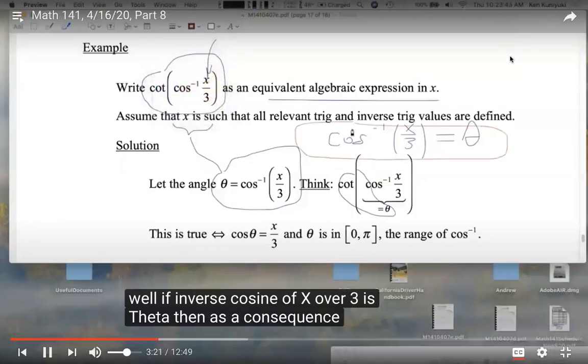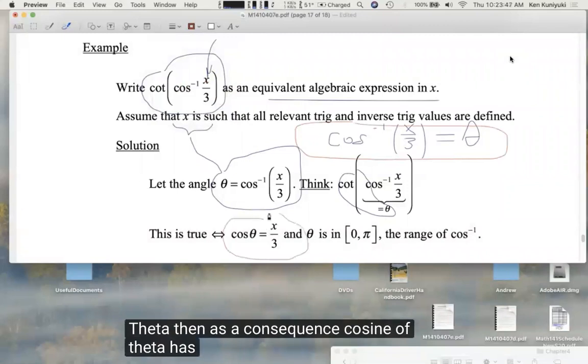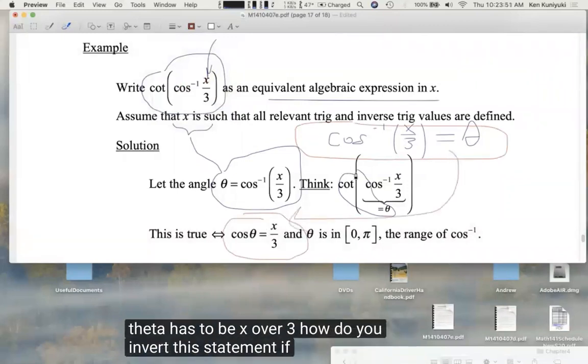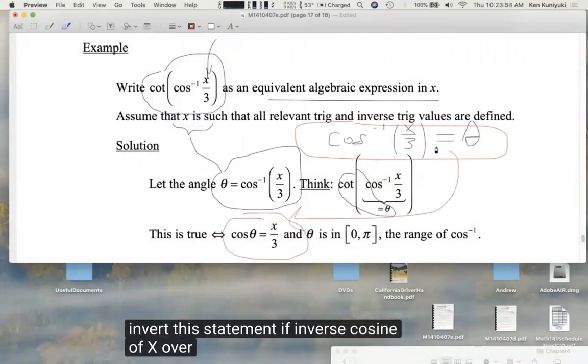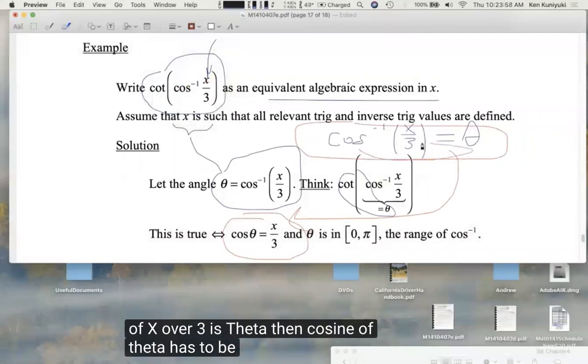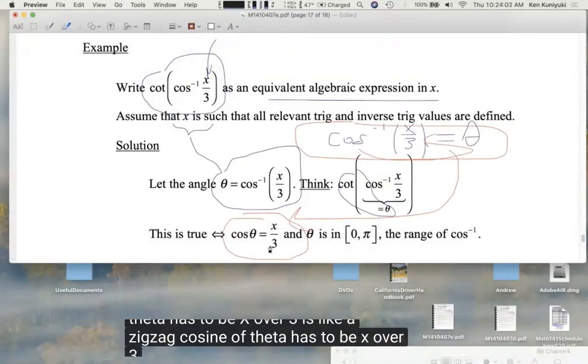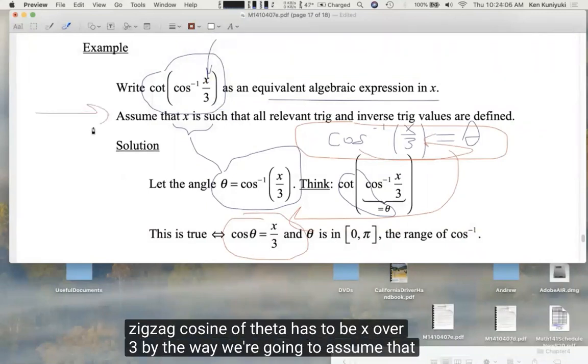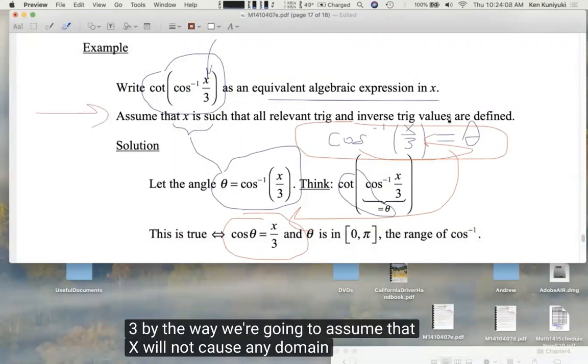Then as a consequence, cosine of theta has to be x over 3. How do you invert this statement? If inverse cosine of x over 3 is theta, then cosine of theta has to be x over 3. It's like a zigzag. By the way, we're going to assume that x will not cause any domain problems.